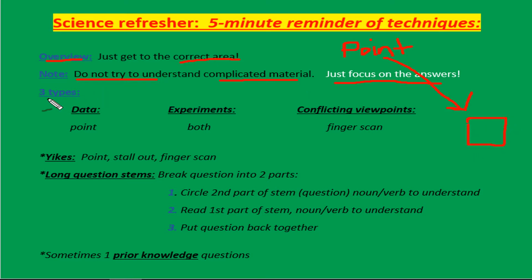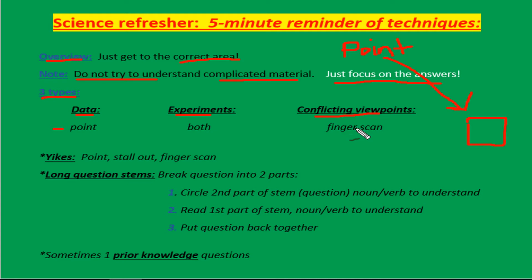All right, 3 types of science that we're going to see and we're going to run into: data, experiments, and conflicting viewpoints. Data is data. It's just a bunch of graphs or charts. So when we see data, think point. That's what we want to do. Point to the right area.